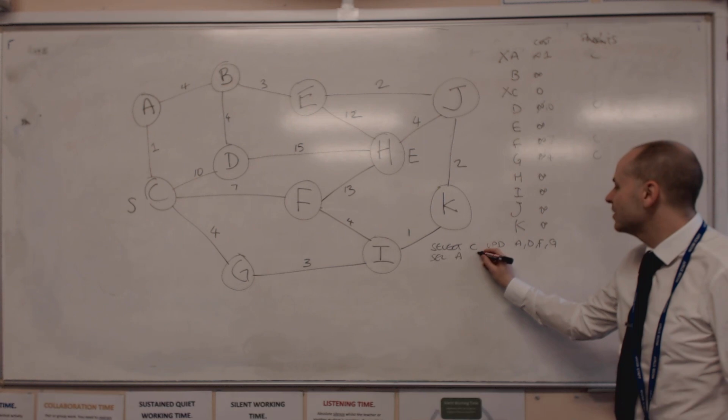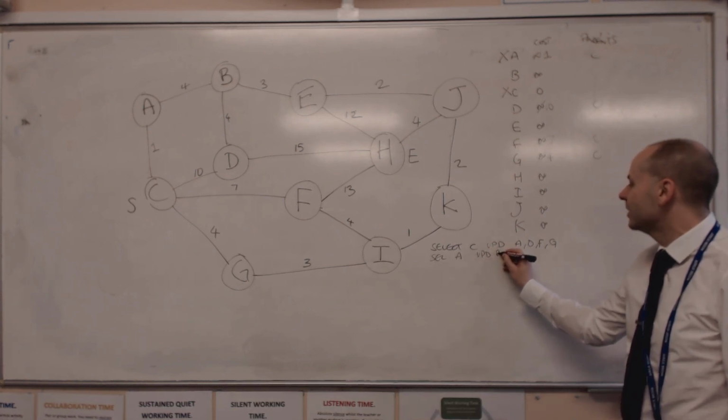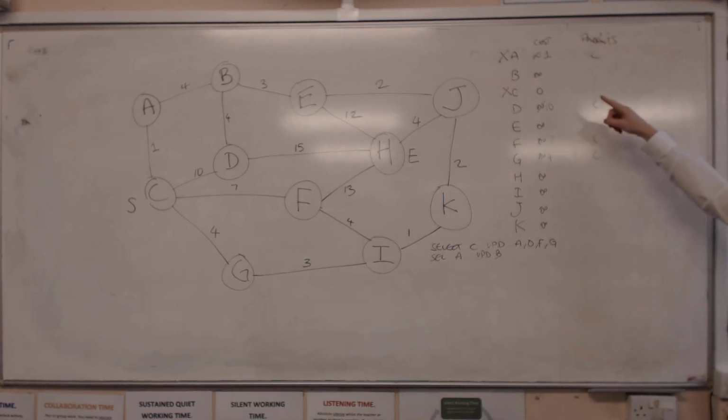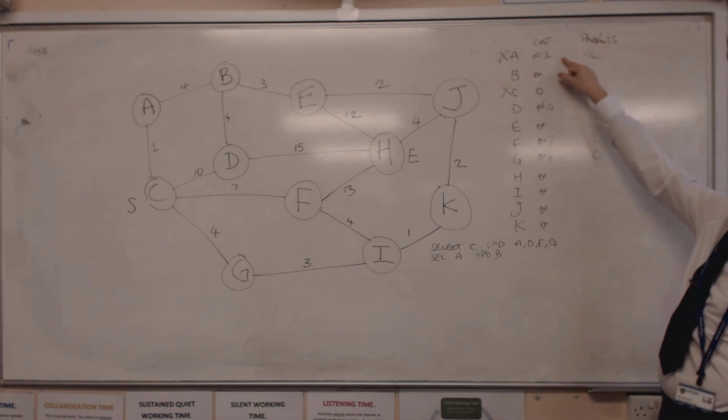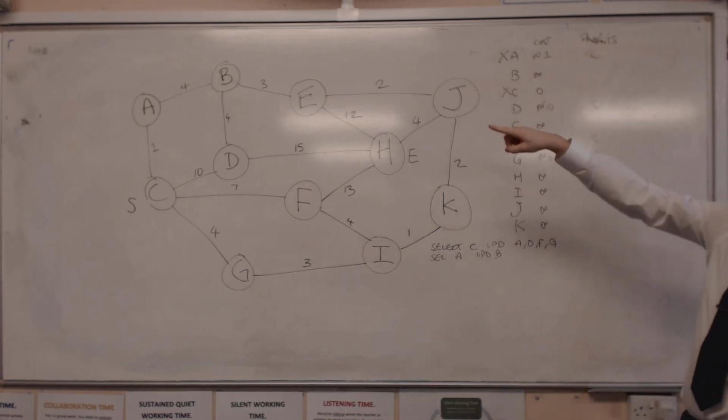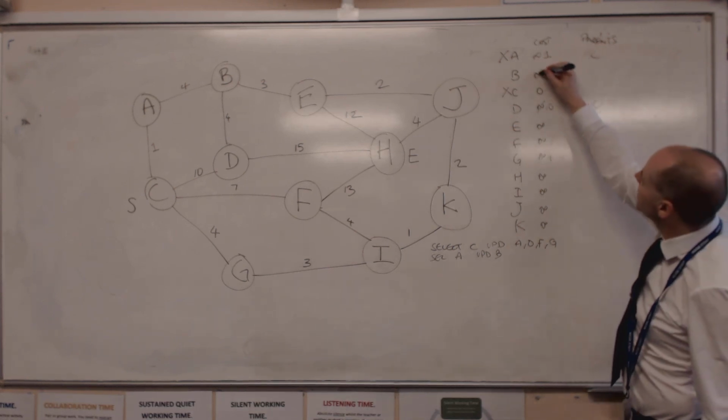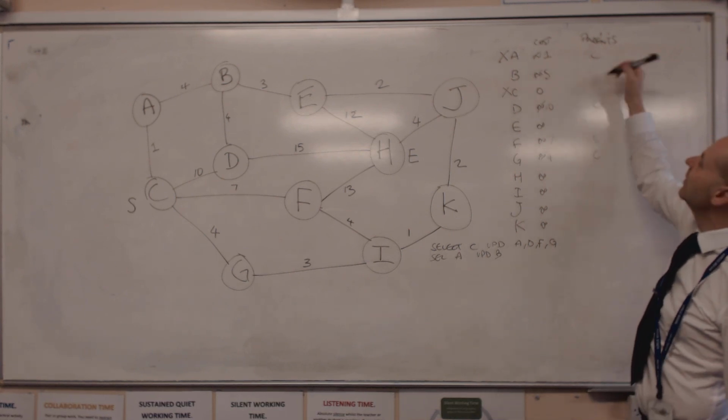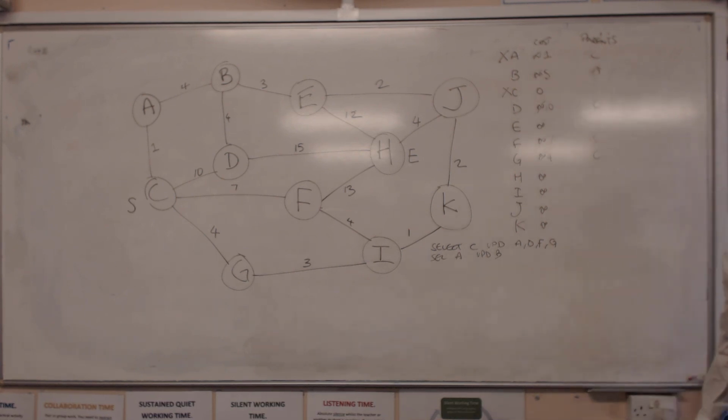Although B is infinity, so we can say we're definitely going to update B. So let's have a look. It's taken us 1 to get to A. B is a further 4, so that's going to be 5. And that was from A. End of my loop, do it all again.